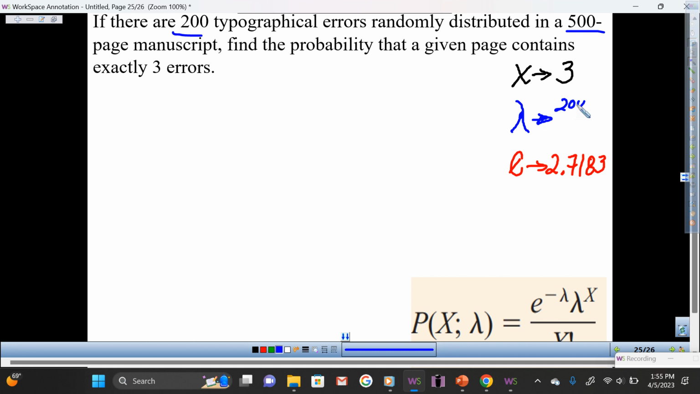All right, so write 200 over 500. And let's get that in decimal form. It's what? 0.4. All right, 0.4. Now that you have your values, let's get our formula going. P of 3, 0.4.